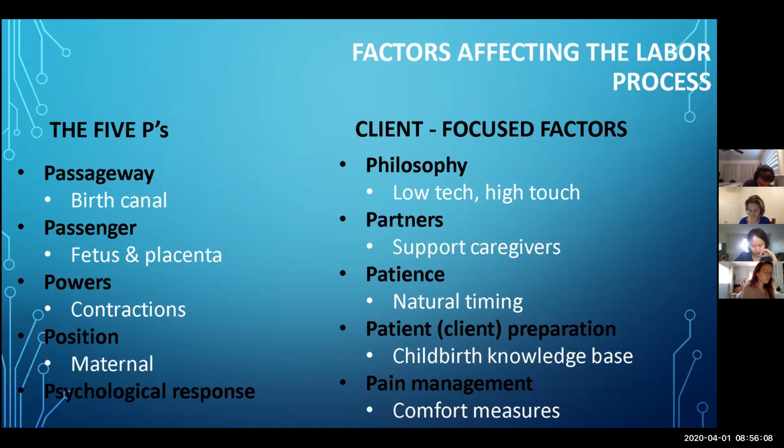We need to have patience with the natural timing of labor, not to rush things along, although some patients would prefer that we do. The patient's preparation refers to her own childbirth knowledge. Did she attend any childbirth preparation classes? Does she have prior labor and birth experience that she can draw upon to guide her through this current labor experience? And pain management refers to comfort measures that we use throughout the labor and birth process. This includes both pharmacologic and non-pharmacologic interventions, which we'll talk about more in depth as well.